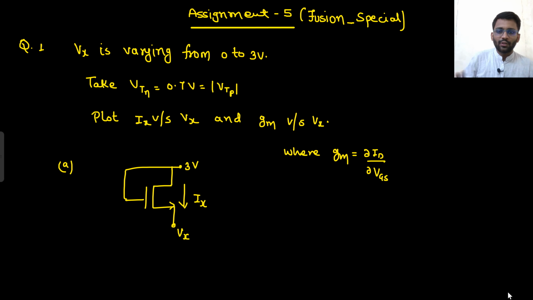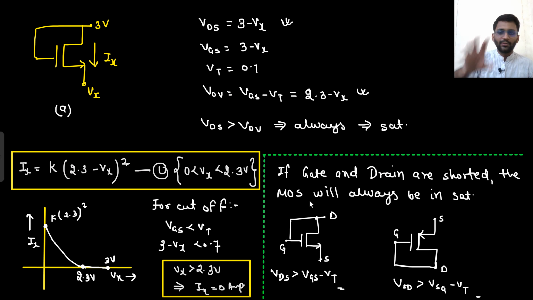So what was this question? Everything was given. You got to know that the device is working in saturation region. When it is working in saturation region, you could write the equation of current. It is working in saturation region for Vx value 0 to 2.3 volt. Then you could write the equation of current and draw the Ix versus Vx waveform. After that, if Vx is greater than 2.3 volt, what is happening? The device is going into cutoff region. If it is going into cutoff region, then the current would be 0. That's it. And also, what did you understand? If your drain and gate are shorted, the device will always work in saturation region.